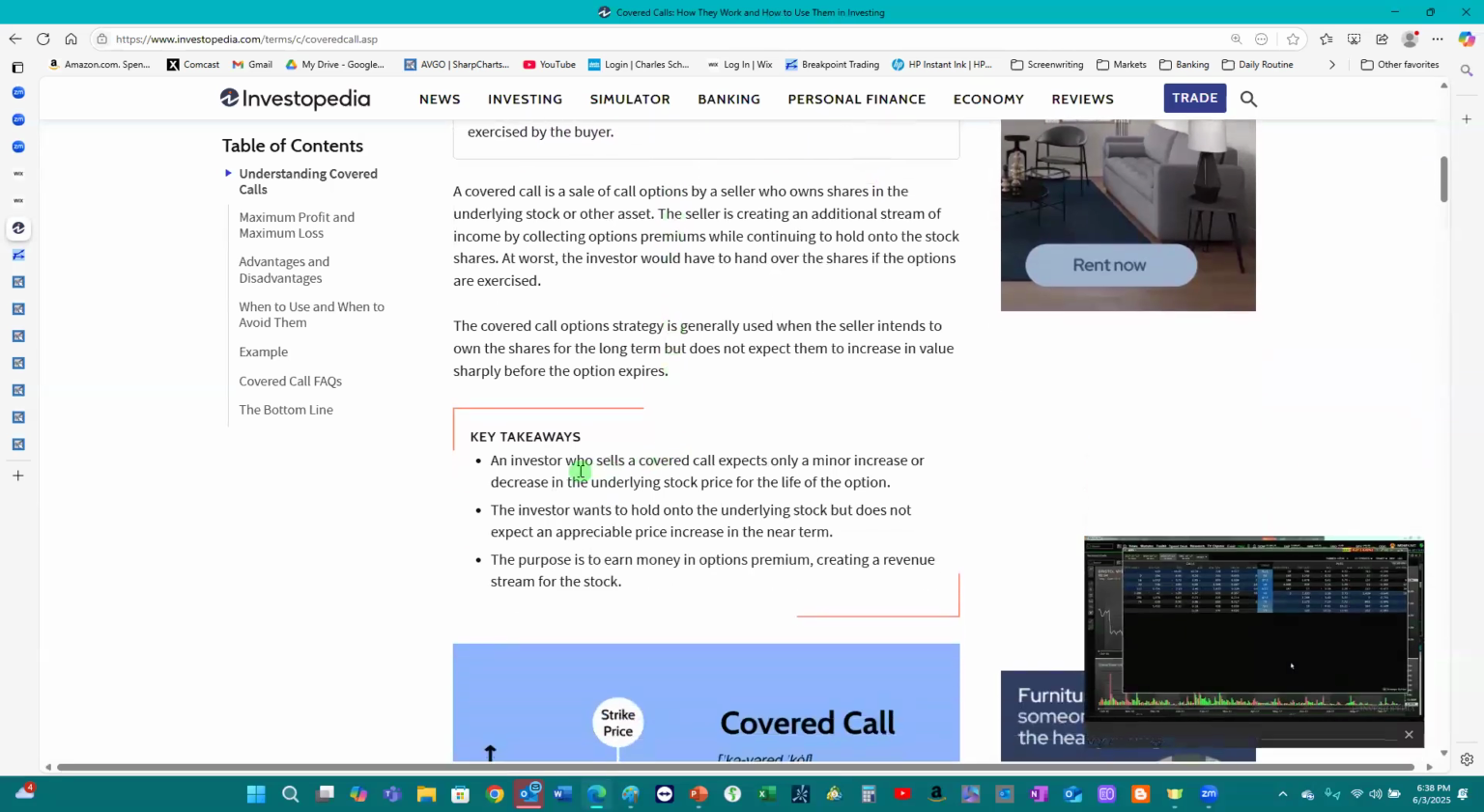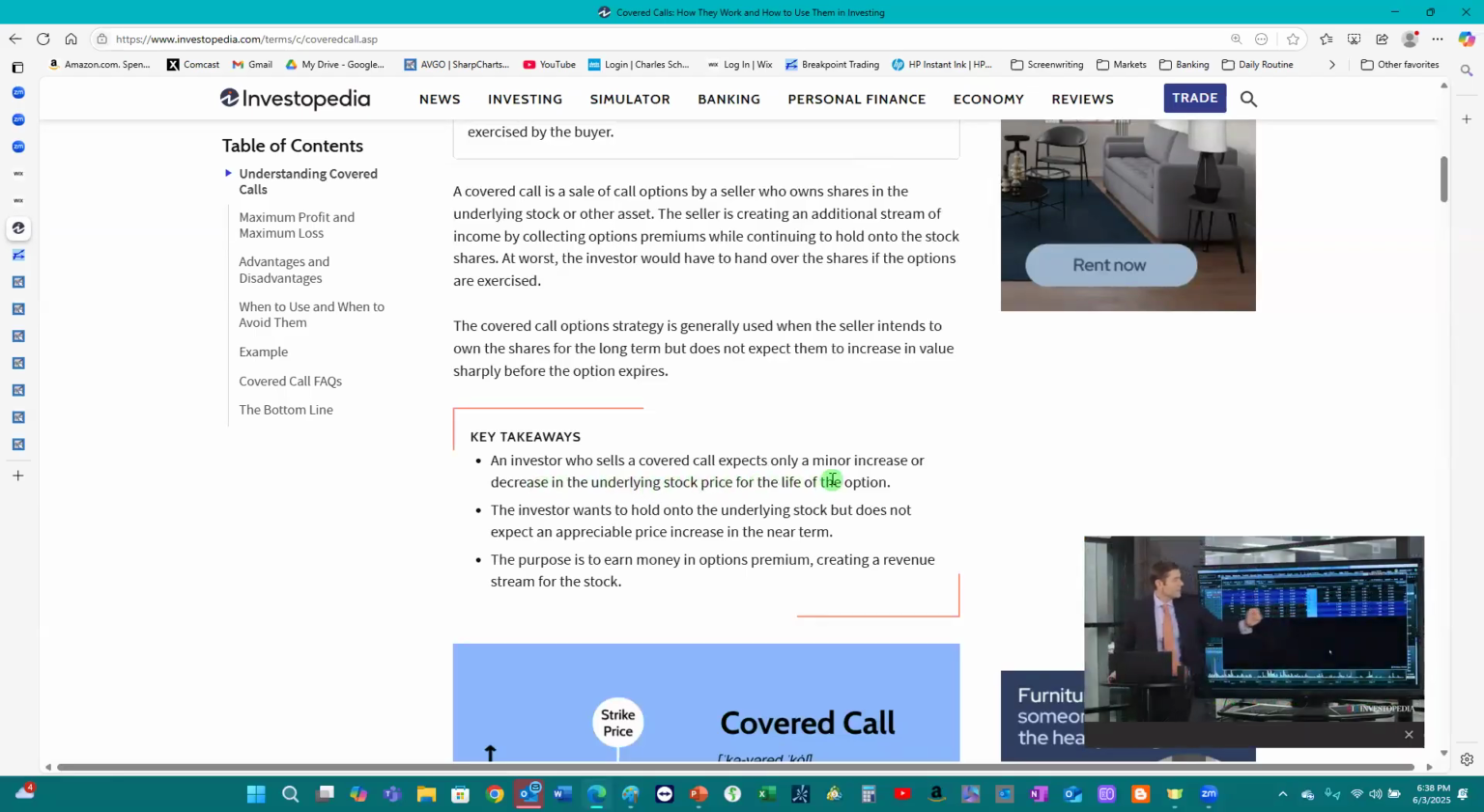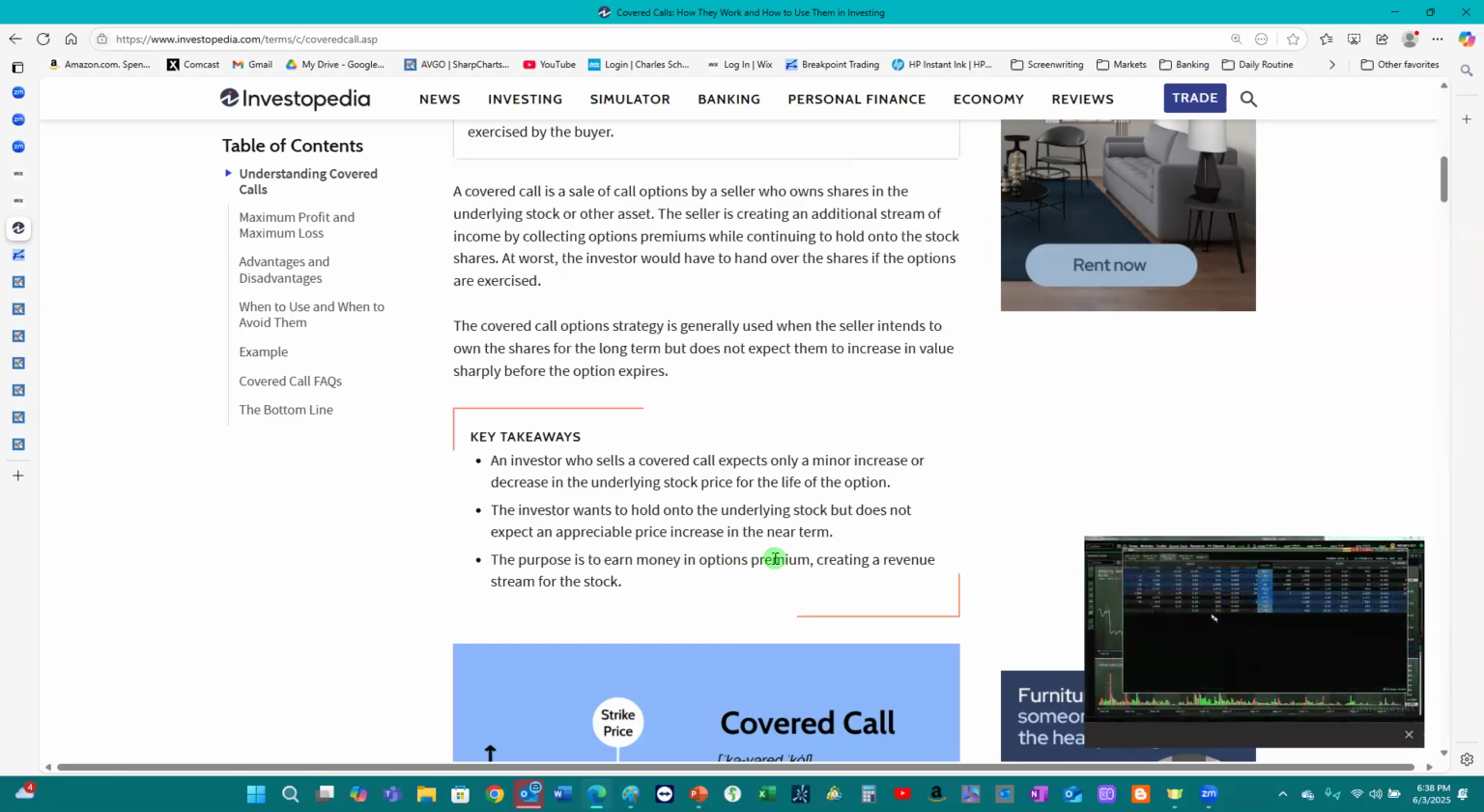Key takeaways. An investor who sells a covered call, keep that in mind, expects only a minor increase or decrease in the underlying stock price for the life of the option. So it's best to use these with stocks that are fairly static. You do not want to use them with stocks that are very volatile because you could get called away very easily. The investor wants to hold on to the underlying stock, but does not expect an appreciable price increase in the near term. The purpose is to earn money in options premium, creating a revenue stream for the stock.